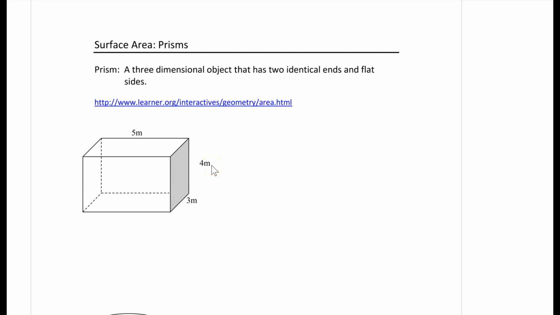Hello and welcome everybody to today's lesson on surface area of prisms. We're going to be looking at rectangular prisms, cylinders, and triangular prisms today.